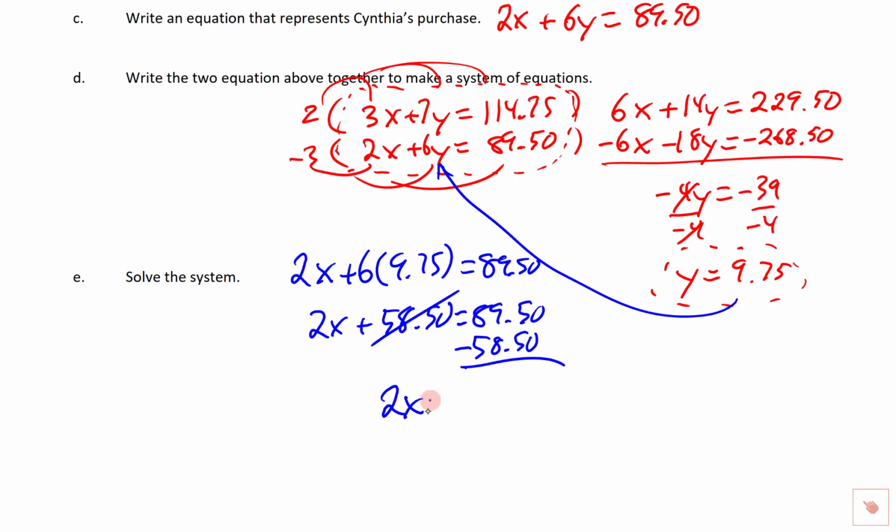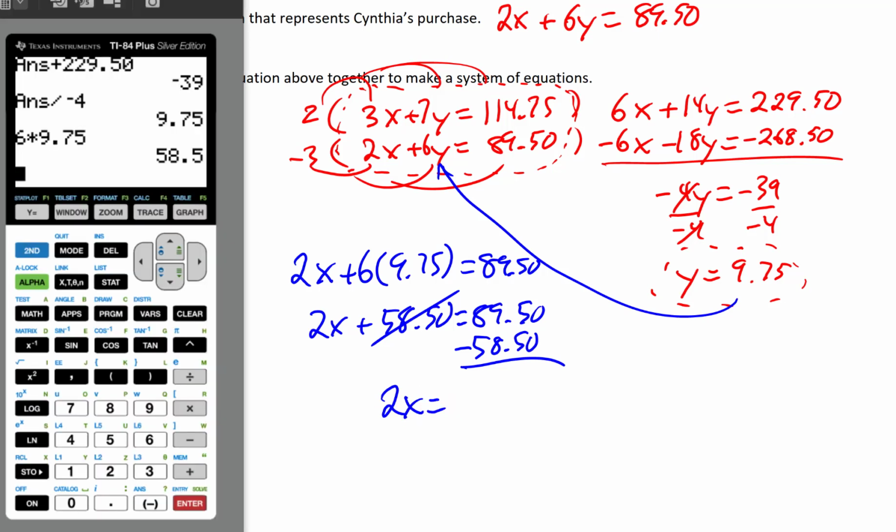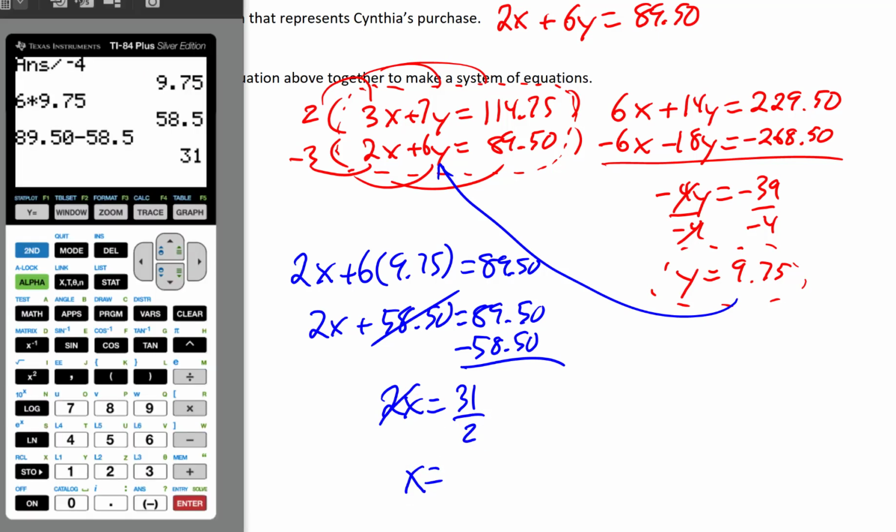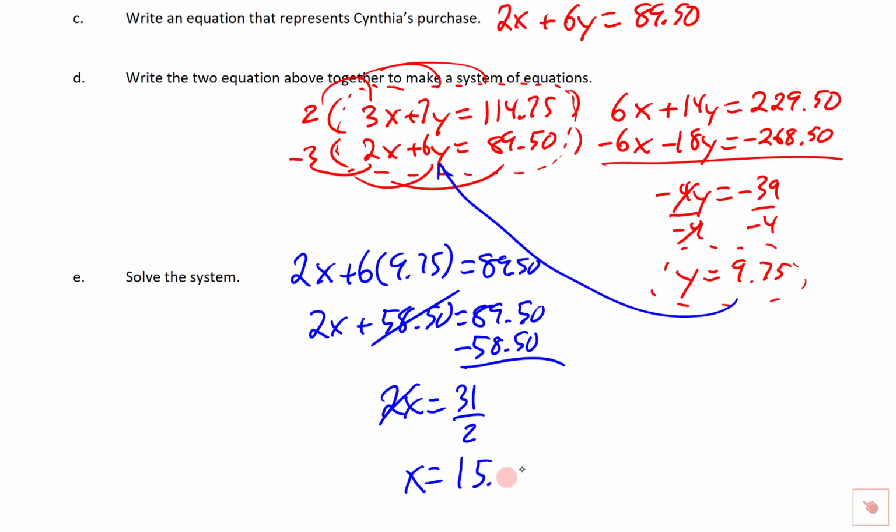So we end up with 2x equals 89.50 minus 58.50. You can probably do this in your head. Make sure that the calculator's got the right thing in there. 31. So we do 31, and then we're going to divide by 2. So we get x equals, and again, you could probably do that in your head, but I'm going to double check on my calculator. So I get 15.5, but remember, that's a dollar amount.